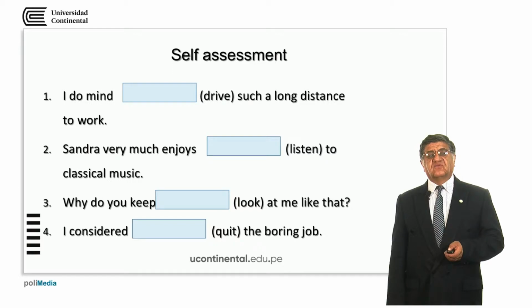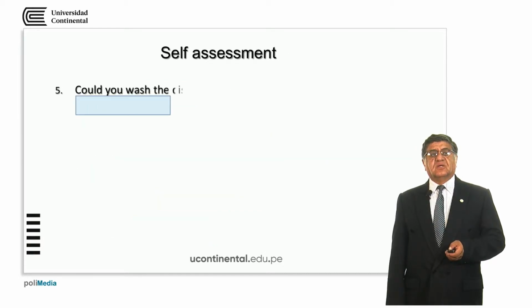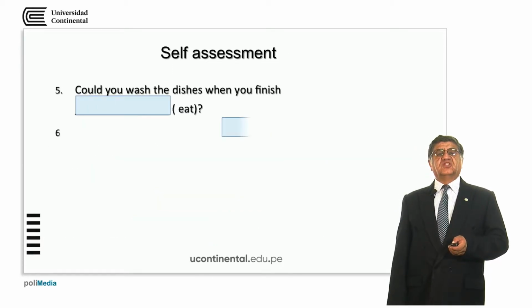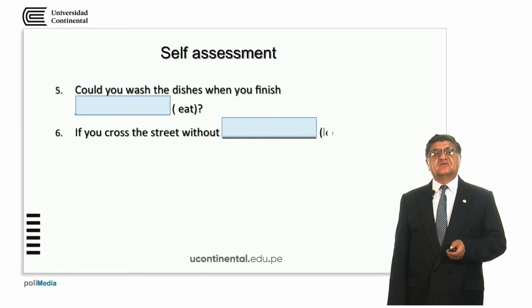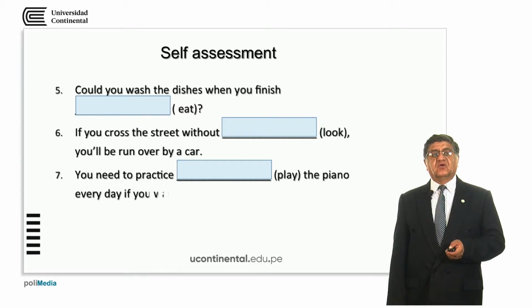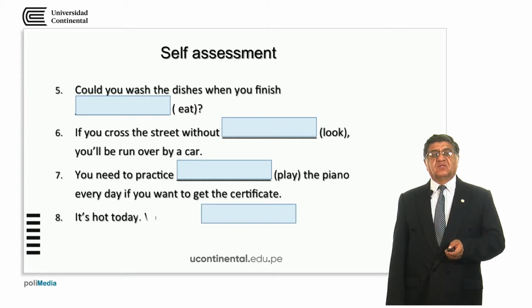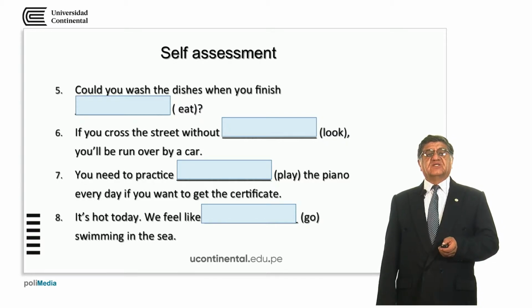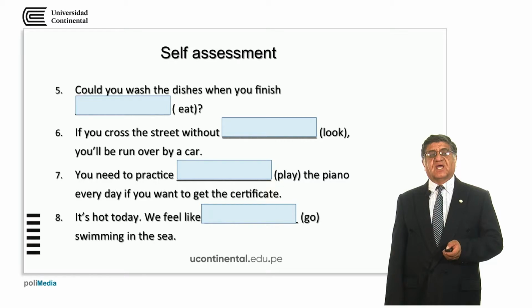So let's move to the second slide. Could you wash the dishes when you finish and eat? If you cross the street without and you need to use look. Number 7, you need to use play, and in number 8, you need to use go. Please go through these exercises again at your own velocity, okay? And I think they are quite easy, and they won't need too much of explanation.